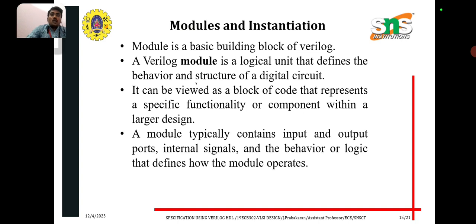A Verilog module is a logical unit that defines the behavior and structure of a digital circuit. It can be viewed as a block of code that represents a specific functionality or component within a larger design. A module typically contains input and output ports and internal signals, and the behavior or logic that defines how the module operates.